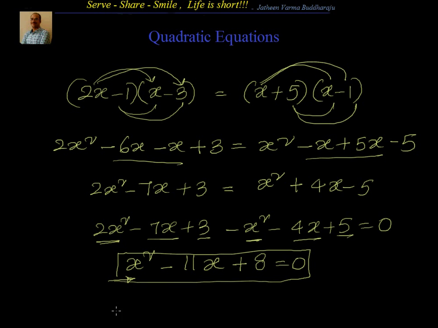Now let's compare this with our standard form. Standard form is ax square plus bx plus c equal to 0. a equal to 1, b equal to minus 11, c equal to 8. So we have everything following the standard form. So this is a quadratic equation.